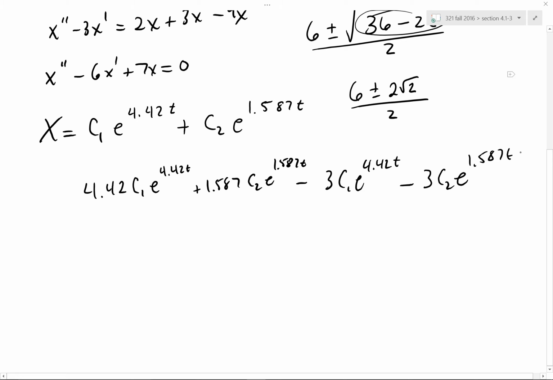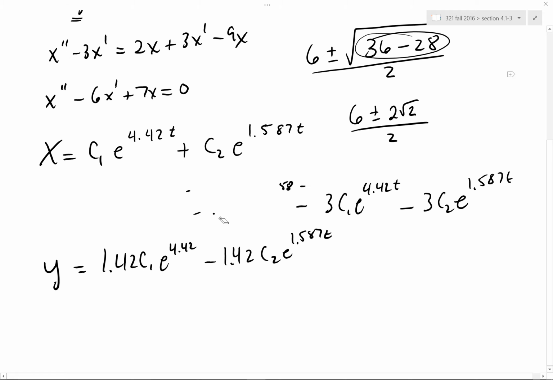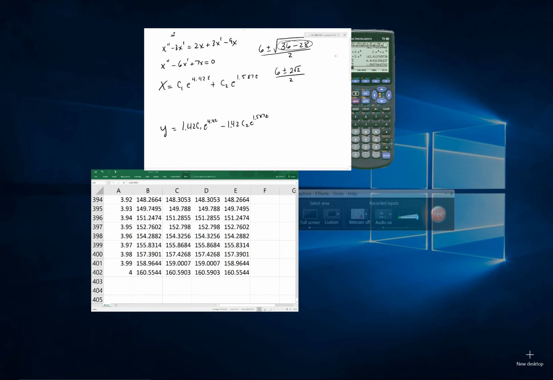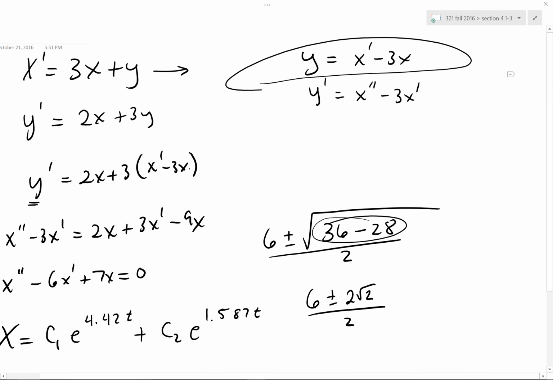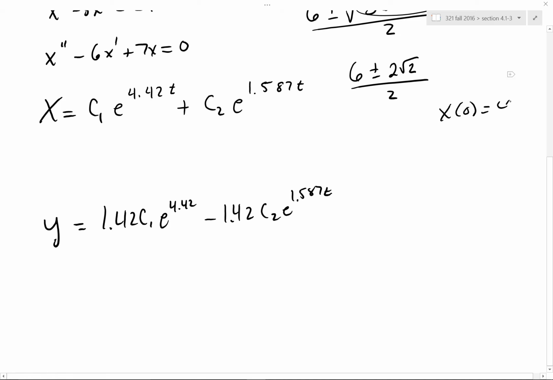Okay? Now, if you collect your like terms, that's going to be like 1.42 c1 e to the 4.42 t. And then negative 1.42 or thereabouts, c2 e to the 1.587 t. This is y. And I think I'm going to stop right there because I think once you get to here, hopefully you can go ahead and solve for your c1s and c2s yourself. Well, what the heck, I'll just go ahead and do it. Don't be lazy, Jay. So the values are, oh, didn't even tell you initial conditions. Go ahead and find them. I dare you.